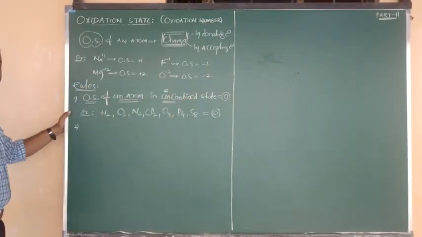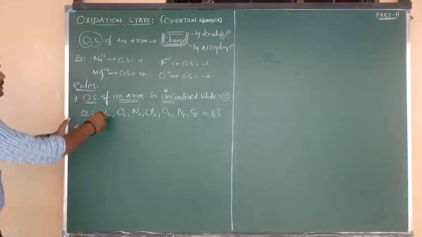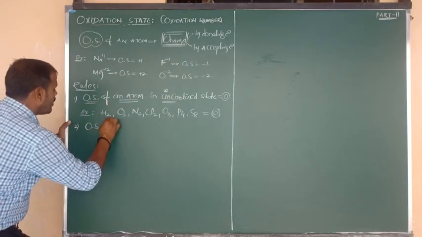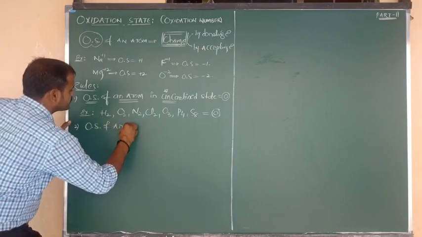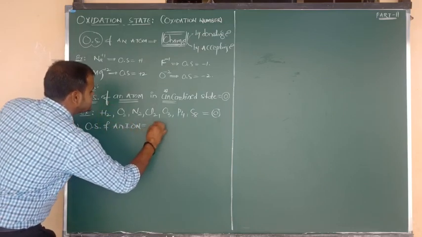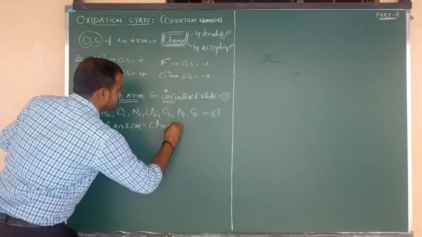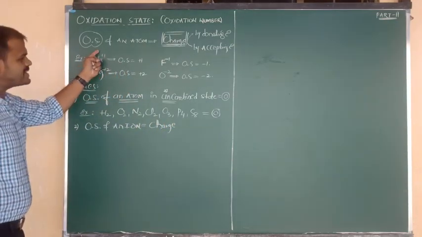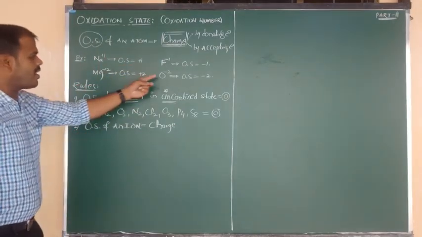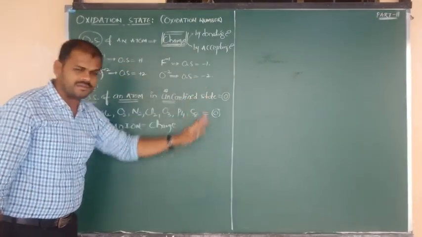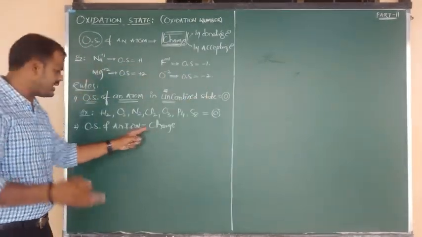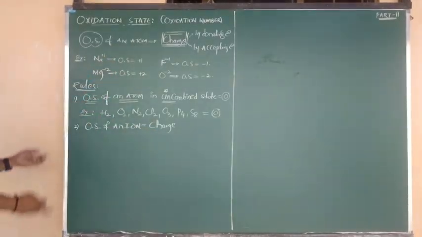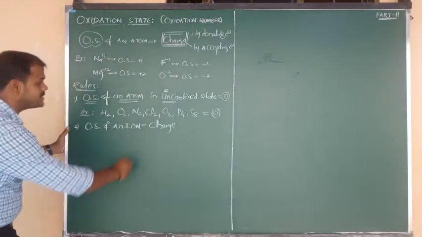Next one is rule number 2. Oxidation state of an ion is equal to its charge. I have given that example to you. Sodium charge plus 1, oxidation state plus 1; oxygen charge minus 2, oxidation state minus 2. So the charge is equal to its oxidation state. I have given so many examples, but I want to give you another 2 examples.